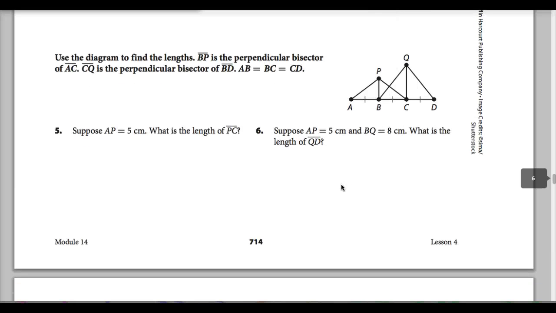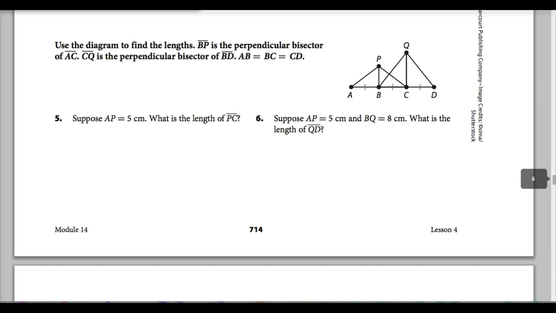Here's a question that's going to show up on the test. Use the diagram to find the lengths. BP, that's this line, is the perpendicular bisector of AC. What that means is these two measure the same. And remember the perpendicular bisector theorem, that means this line and this line also measure the same.